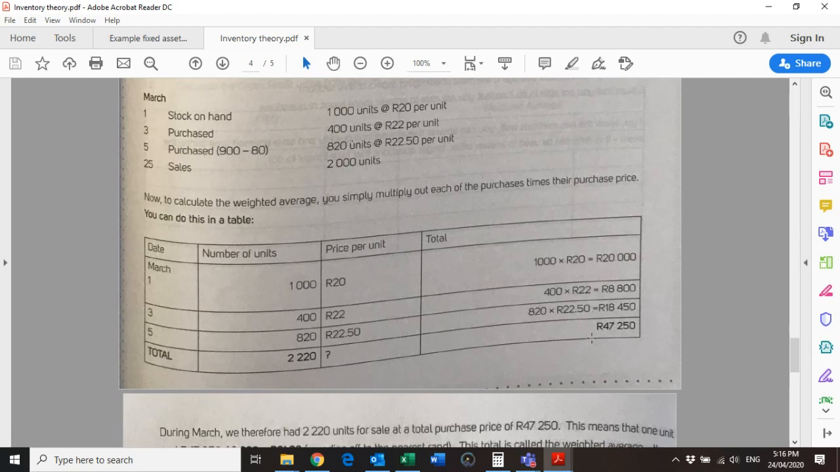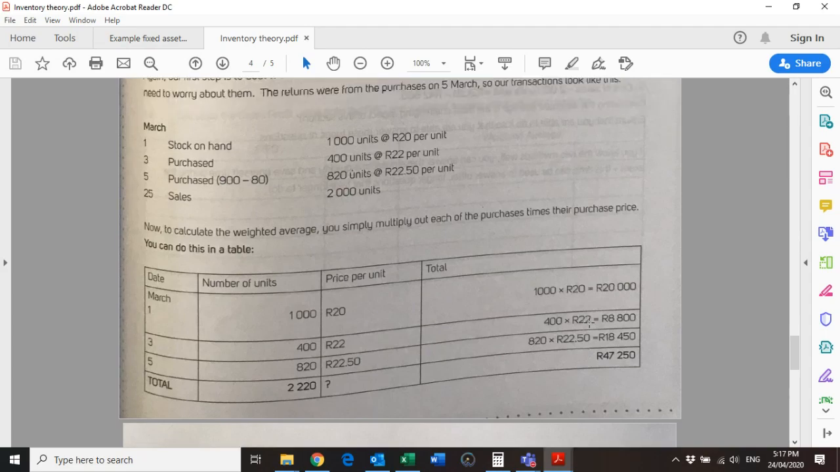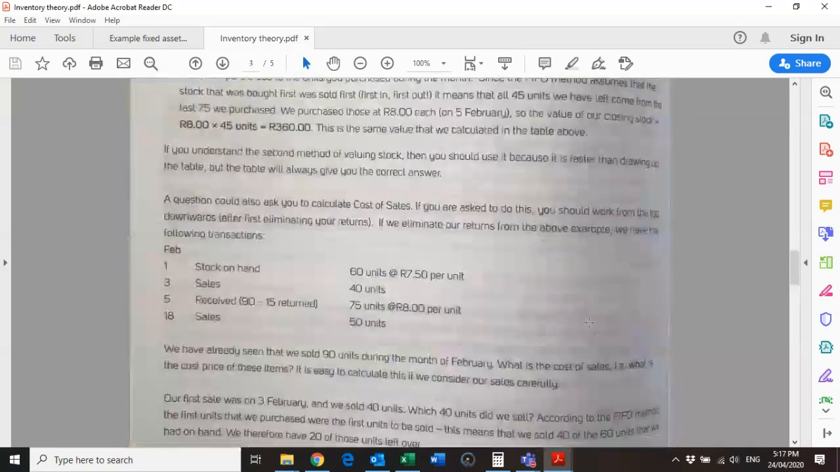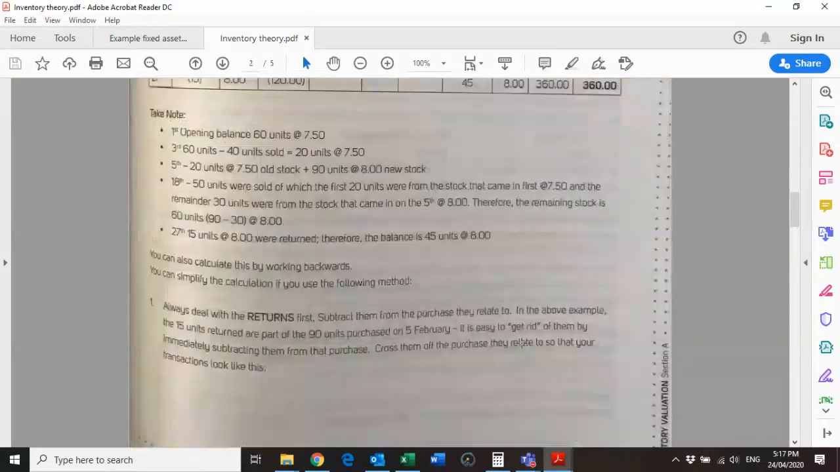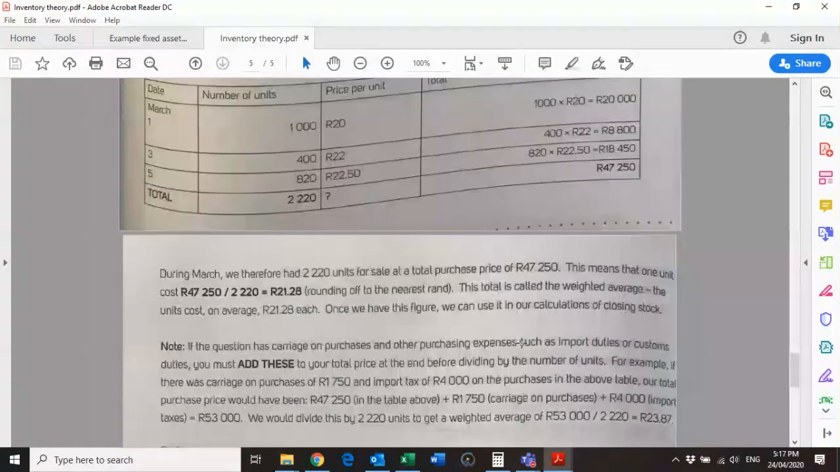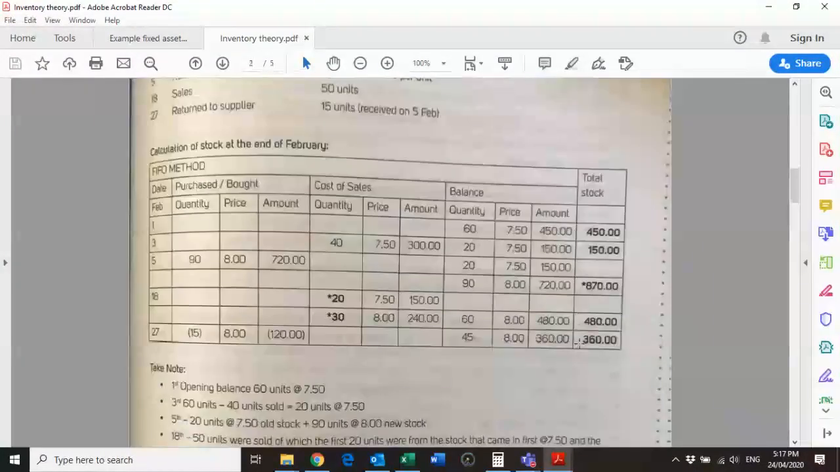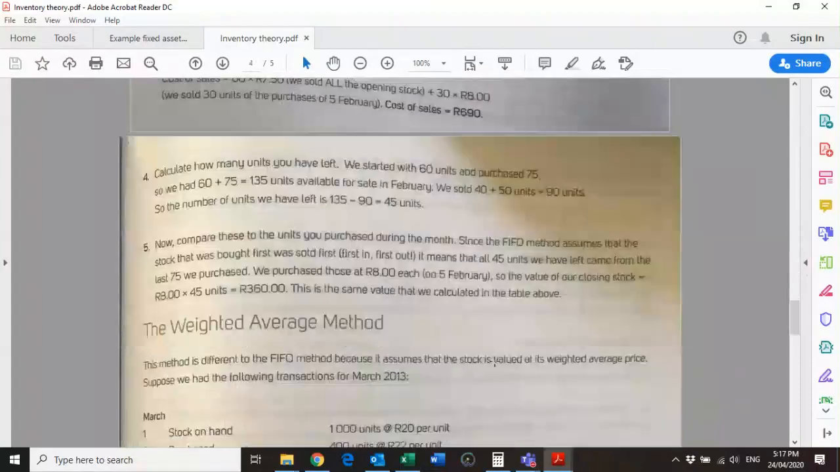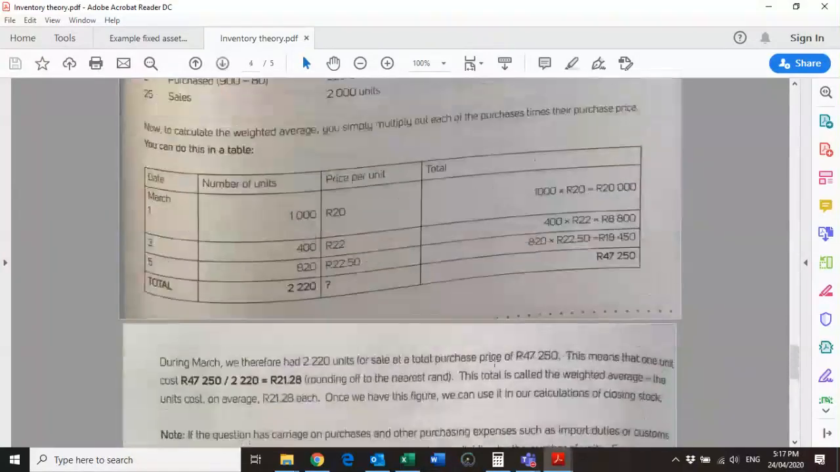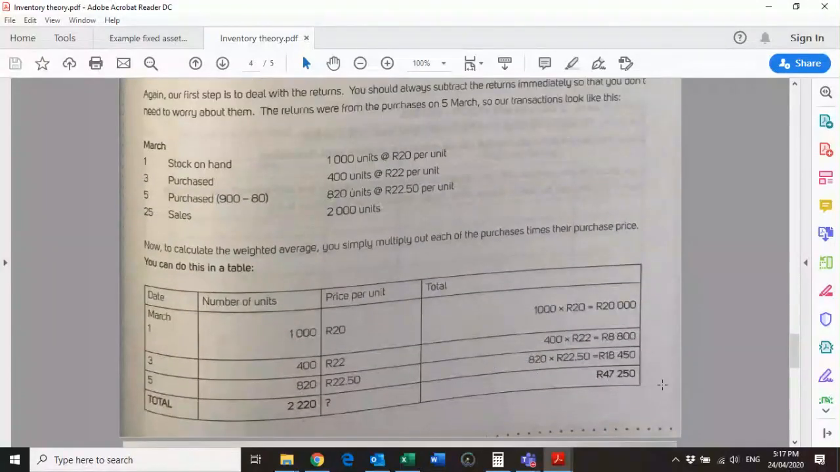So this is literally just my closing balance. I didn't have to work anything out like I had to do with the first in, first out method. I had the total here, right? So look at the difference with the first in, first out method. There I had my unit price, but I didn't have my total price, whereas with my weighted average method, I have my total price, but I don't have my price per unit. So I have my total price and I have my number of units.